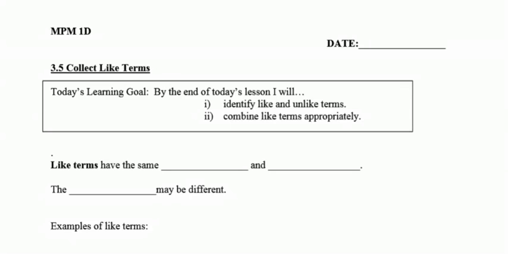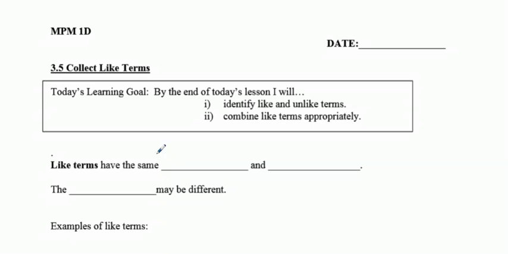Okay, today we're going to do 3.5, collect like terms. By the end of the lesson, you should be able to identify like and unlike terms, and you should be able to combine like terms appropriately. So, like terms have some things that are the same, and some things that are different.